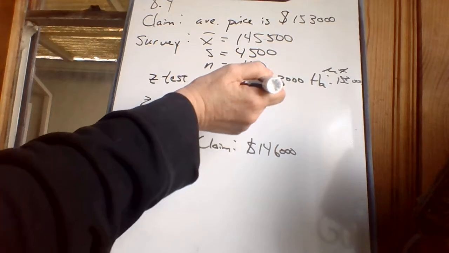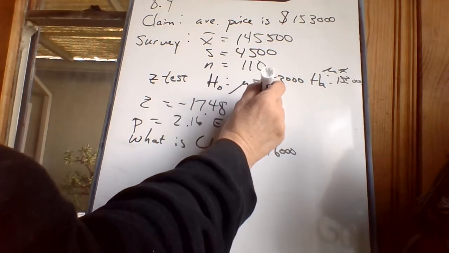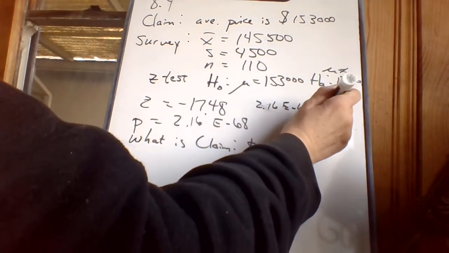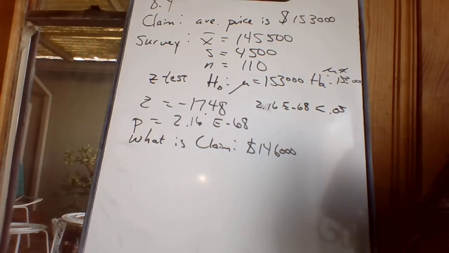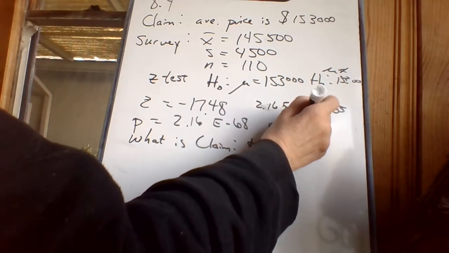I don't see a significance level on here. It must be 0.05. 2.16 E negative 68 is less than, by a long shot, 5%. Okay, the chance of being right is super small. Reject, reject, reject, reject. I call them up and I say, hey, guess what?